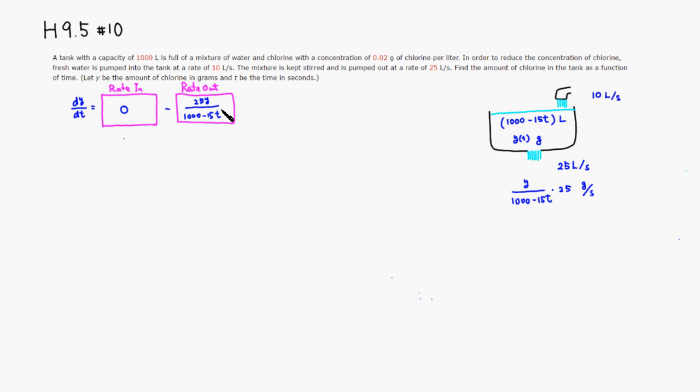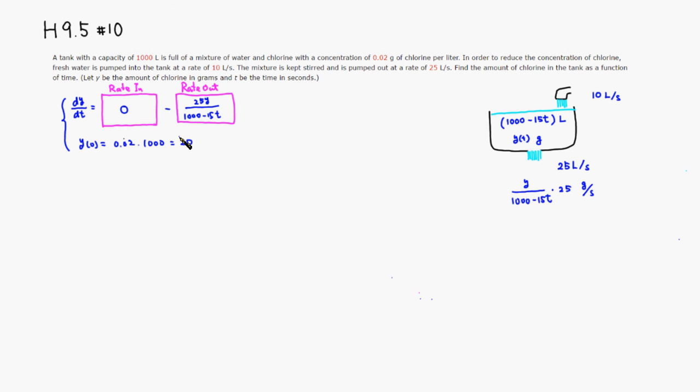This is a separable equation, so you can use the technique for separable equations, but I'm going to use the integrating factor here. Actually, sorry, I forgot to do the initial condition. y of 0 is 0.02 gram per liter times 1,000, so it's going to be 20.